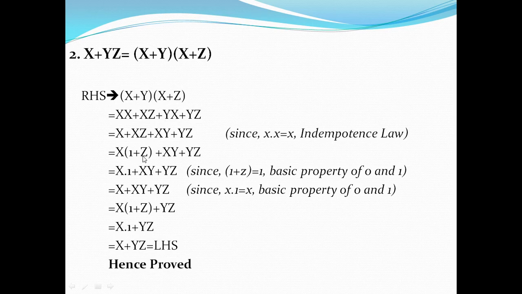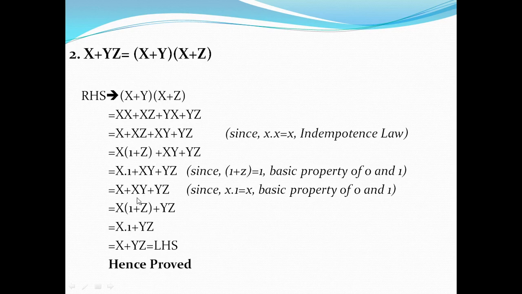Now see, we have learned in the basic properties of 0 and 1 that 1 plus any input always gives 1. So 1 plus z will be equal to 1 only. In place of 1 plus z, we have written 1. Again in the properties of 0 and 1, we have learned that any input when multiplied with 1 always gives the input itself. X dot 1 will always be equal to x. This is the first property we have learned of Boolean algebra. So x dot 1 will be equal to x only, and the two terms are again the same.